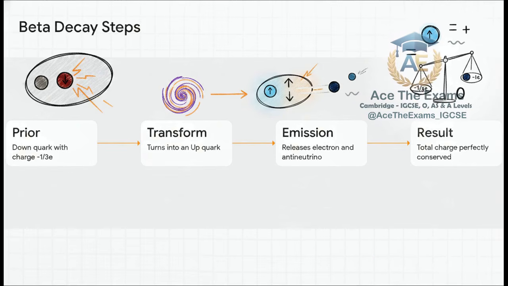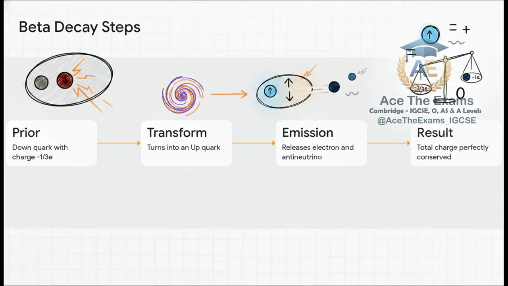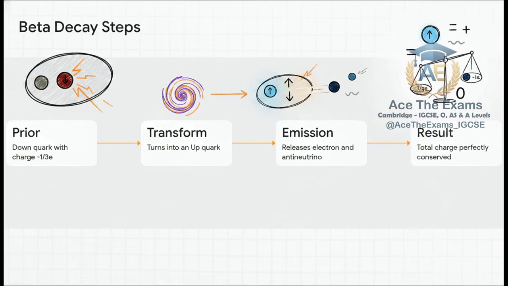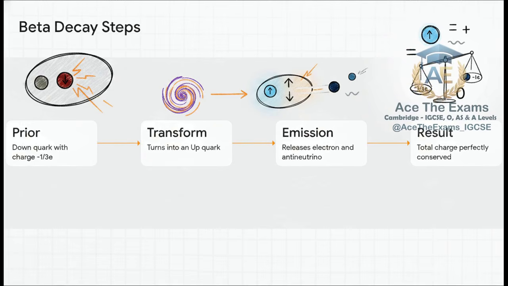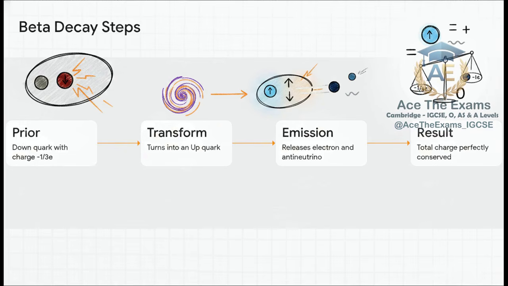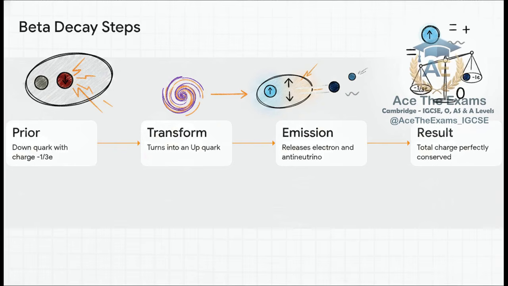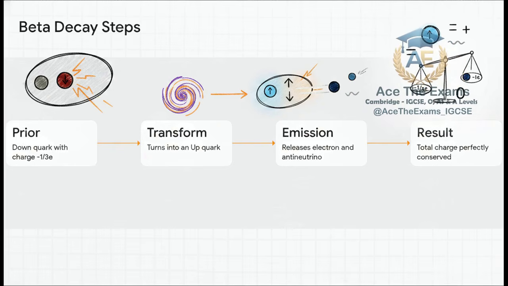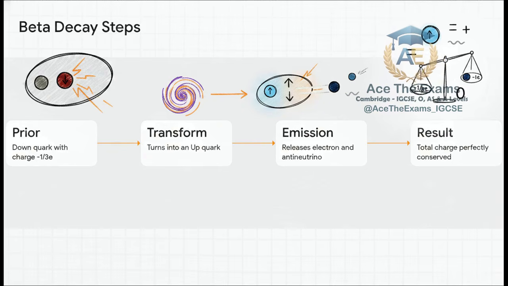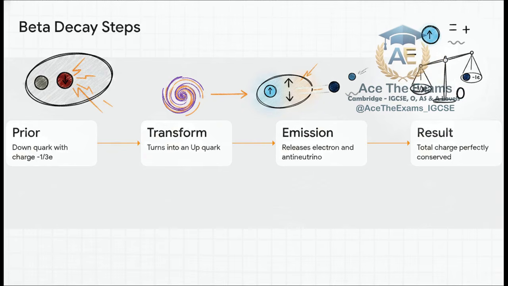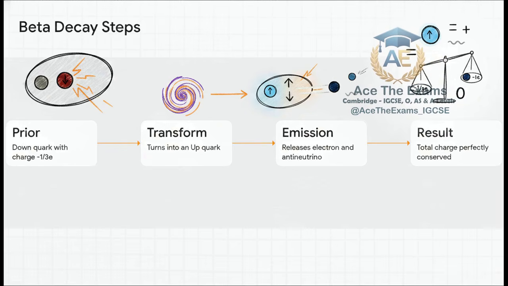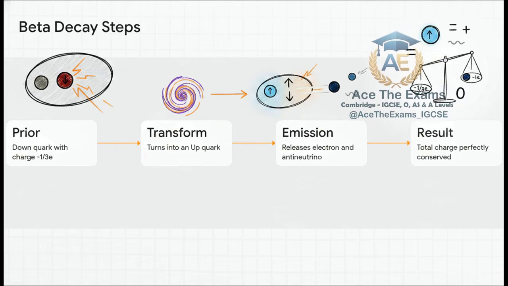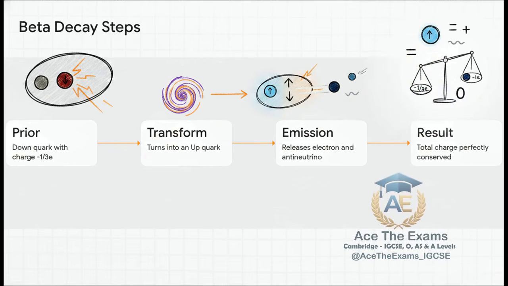Step 1. Prior to the decay, inside the neutron, we are looking at one specific down quark. Its charge is -1/3 e. Step 2. The transformation. For reasons governed by the weak nuclear force, that down quark spontaneously changes its flavor. It literally turns into an up quark. Step 3. The emission. To make this change happen and obey the laws of physics, it must release an electron, which has a charge of -1 e, and our ghost particle, the antineutrino, which has 0 charge.